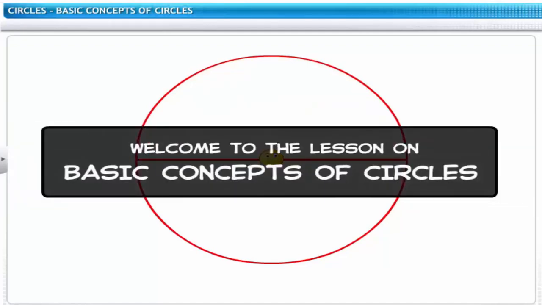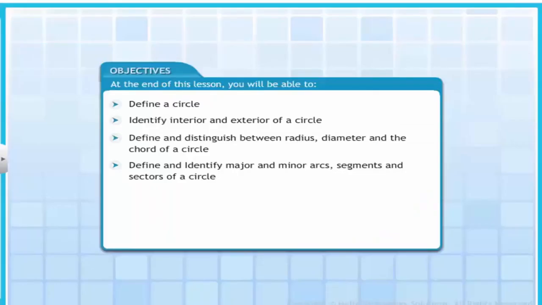Welcome to the lesson on basic concepts of circles. At the end of this lesson, you will be able to define a circle and identify the interior and exterior of a circle. You will be able to define and distinguish between the radius, the diameter, and the chord of a circle. You will also be able to define and identify major and minor arcs, segments, and sectors of a circle.